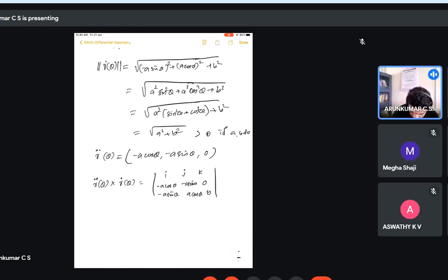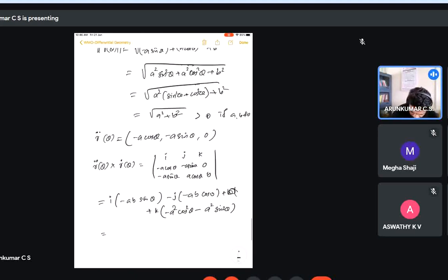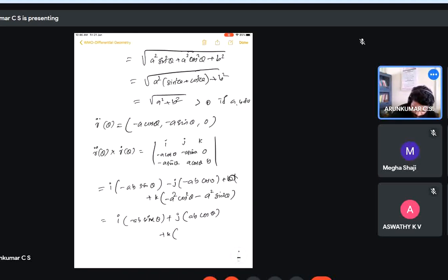If you take the determinant, it will be i into minus ab sin theta, minus j into minus ab cos theta, plus k into minus a square cos square theta minus, minus into minus is plus, already there is a minus, so minus a square sin square theta. So this will be i into minus ab sin theta plus j into ab cos theta plus k into minus a square. If you want, you can put a vector sign or i cap, j cap to denote unit vectors. It's not necessary.